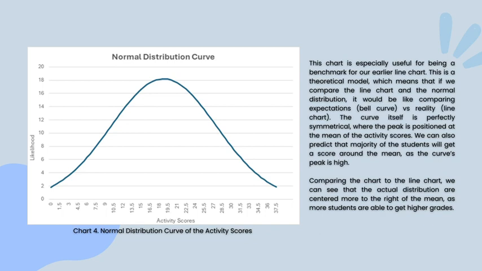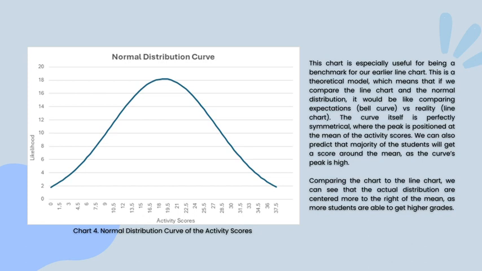So here we can see that the highest one is around 19.5, which will be our mean. Okay, so we can say that if we compare this to our line chart earlier, we're basically comparing expectations versus reality. So the expectation here is this one, the normal curve, and the reality is the line chart. So comparing this chart to the line chart, we can see that the actual distribution is concentrated more to the right of the mean, as more students are actually able to get higher grades.